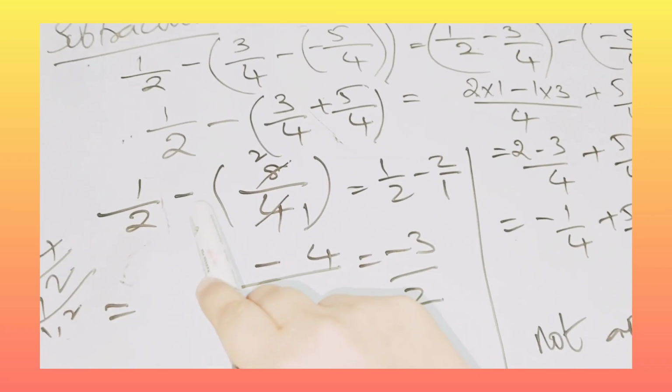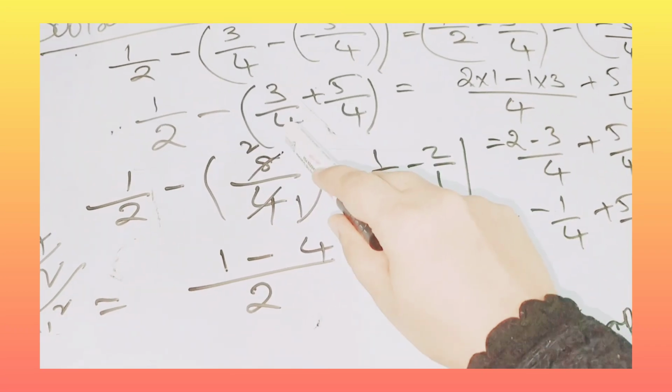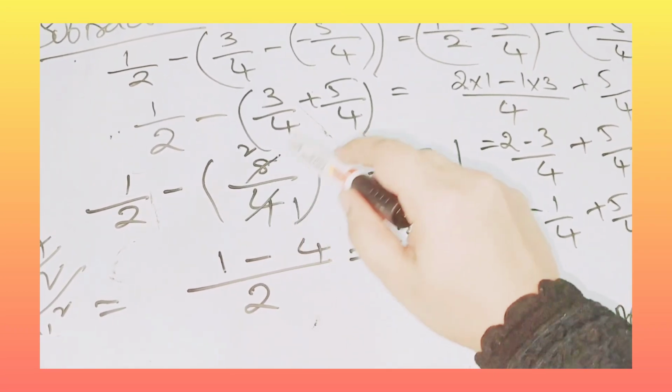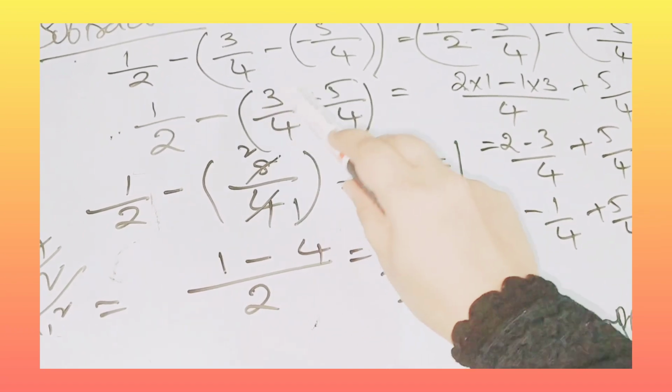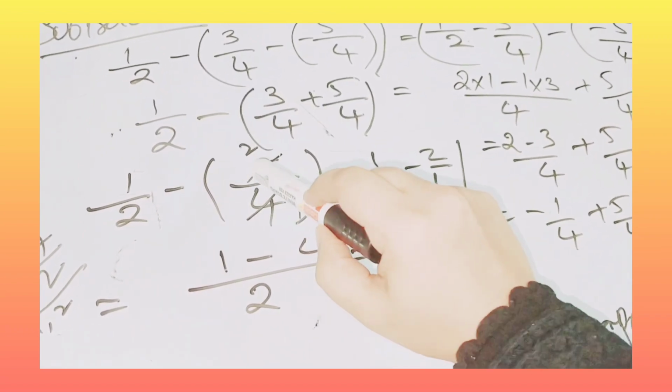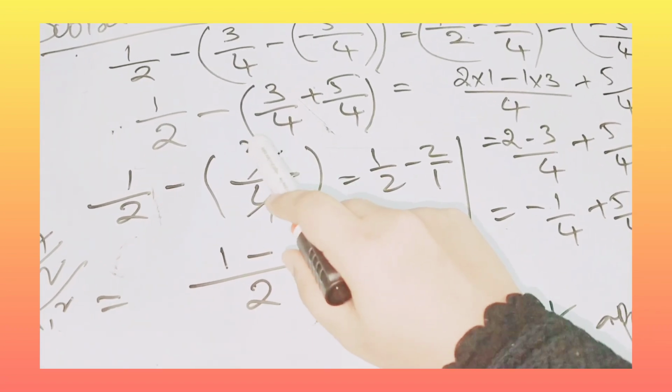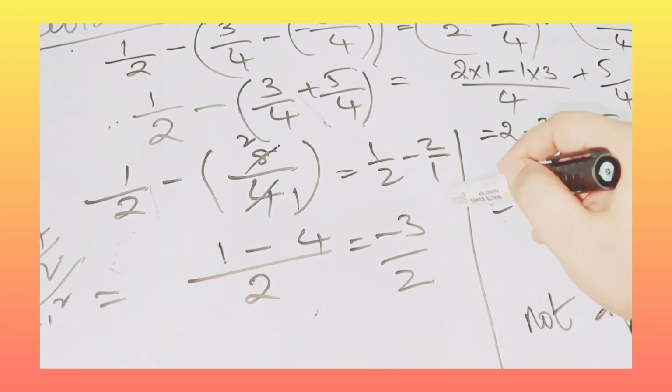1 by 2 minus, here denominator is same now, so you can write 4. Okay, now 4 you are taking, 5 plus 3 is 8, 8 by 4. Okay, now 4 1s are 4, 4 2s are 8, it is 2 by 1, 1 by 2 minus 2 by 1.